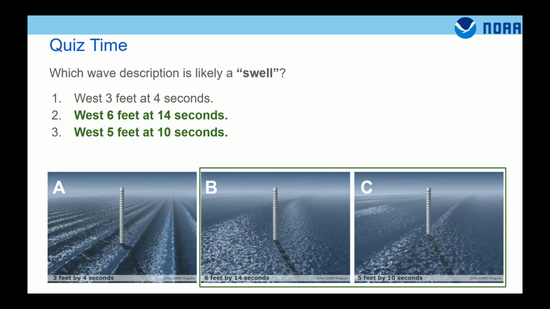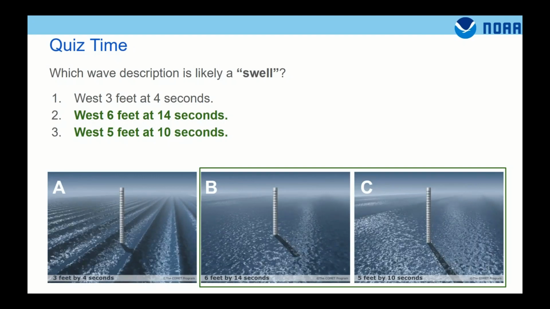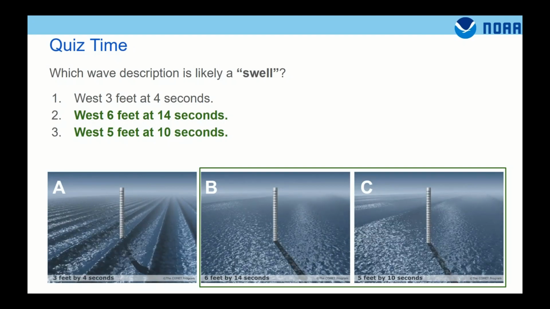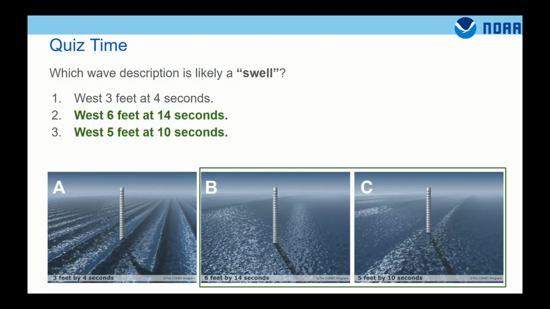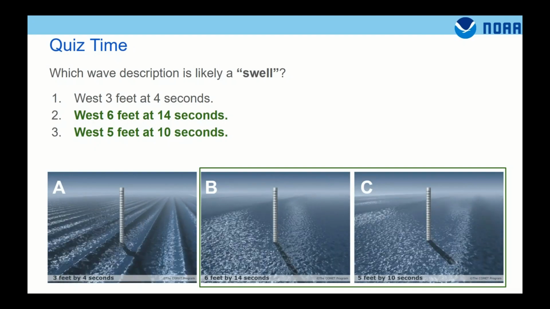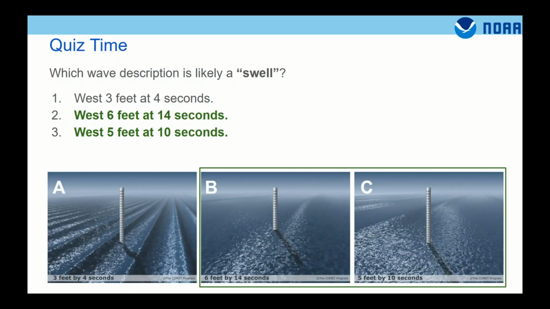The most likely one that is not a swell and most likely a wind wave is option number 1, which matches up with animation A. You can see that the numeric value, 3 feet, is very close to the numeric value of the period, 4 seconds, and most likely a very steep, if not a wind wave. The other 2 could be swells.